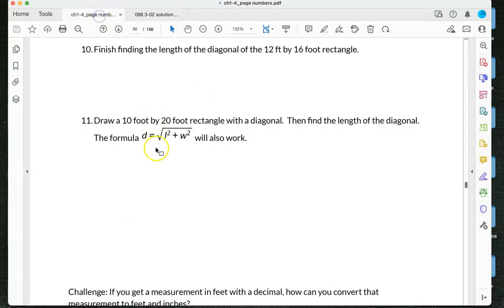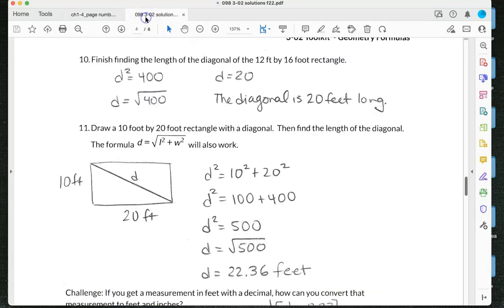For number 11, draw a 10 by 20 foot rectangle and find the length of the diagonal. So now you can practice repeating that process. You're going to take the length squared plus the width squared, and once you get that answer, you can simply take the square root of that number. Let's see how I worked this one out.